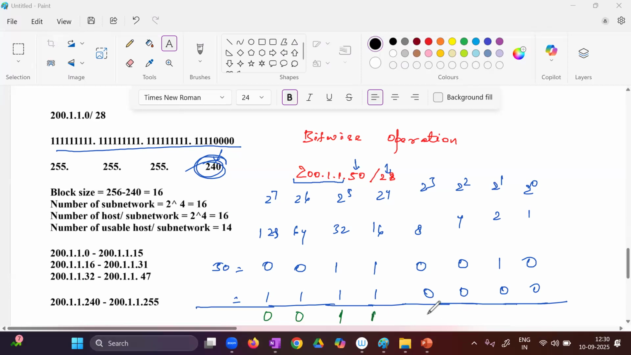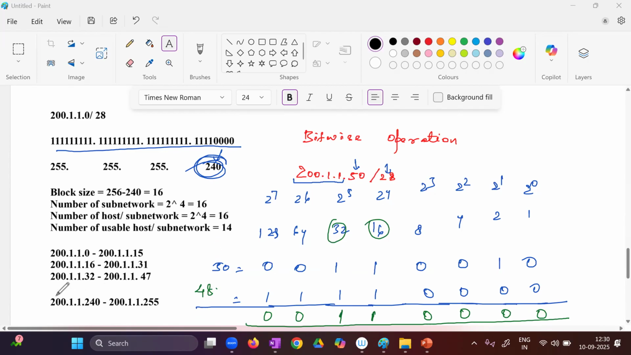Yes, 1, 0, 0, 0, and 0. Got it? Now you tell me what is the value of this number? 32 plus 16, 48. It means the fourth octet is what? 48.